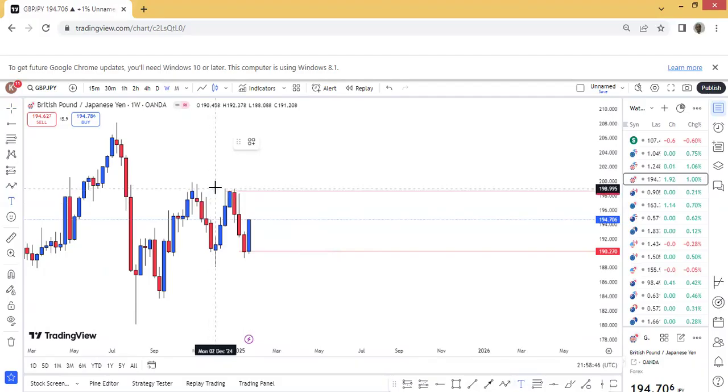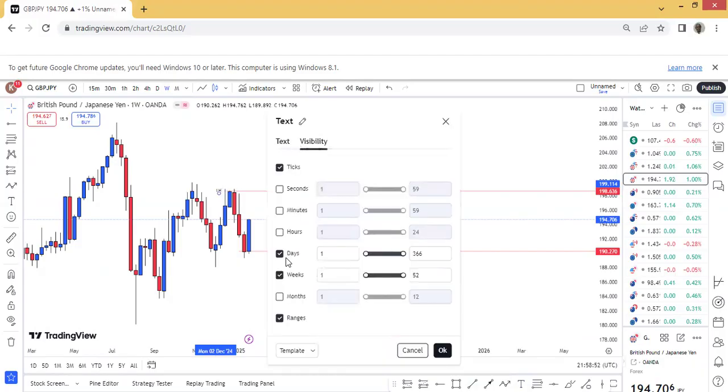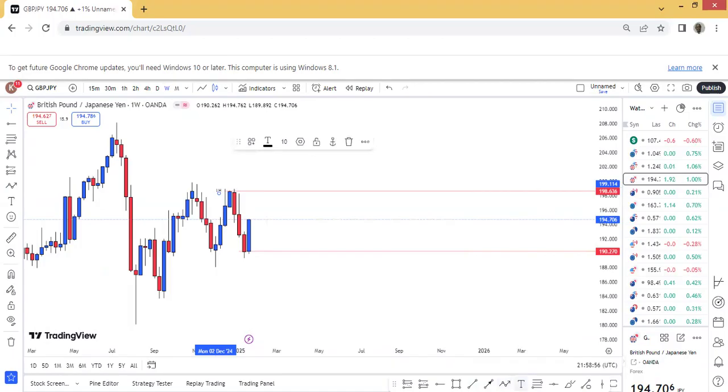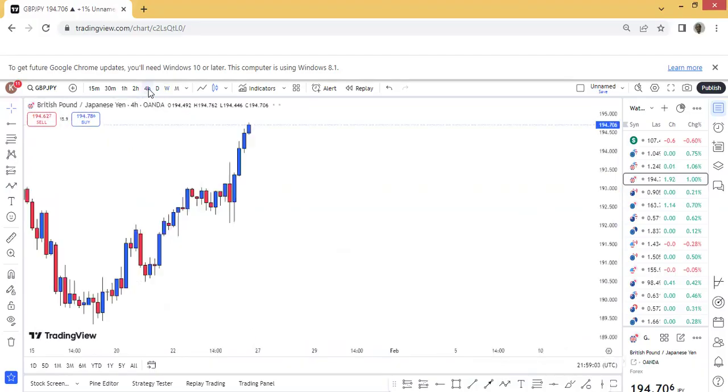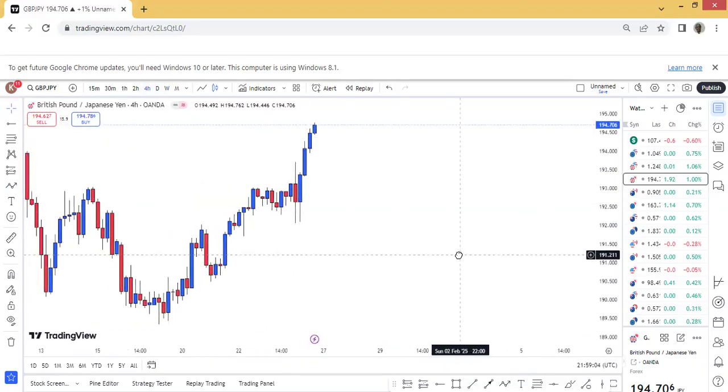So these are lower highs. Let's see it only on the weekly. Make it visible only on the weekly. And that's a lower low. Okay. So let's come to the 4 hours and see. Oh, we are very, very, very bullish on the 4 hours.